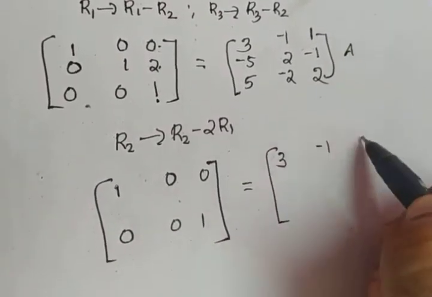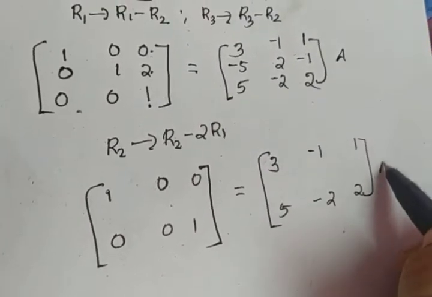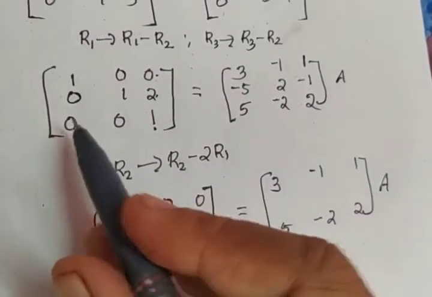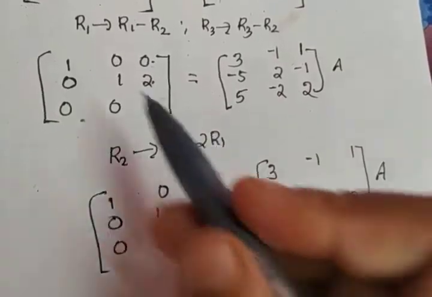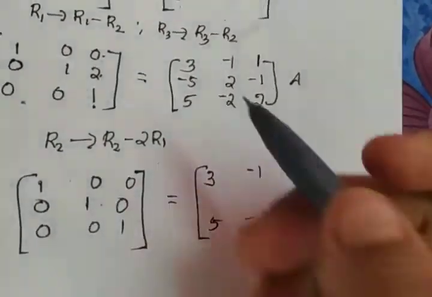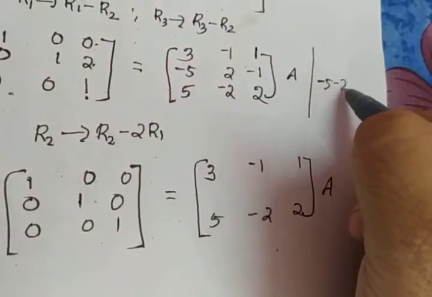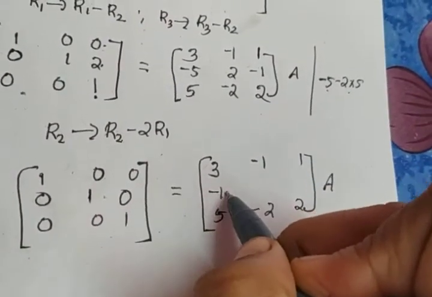3 minus 1. First row remains the same. Last row 5 minus 2, 2 remains the same into A. R2 minus 2R1: this 0 will not change. Again 1 minus 2 into 0, there also no change, it is 1. 2 minus 2 into 1 gives you 0. On the right side, minus 5 minus 2 into 5, that is minus 5 minus 10, which is minus 15.